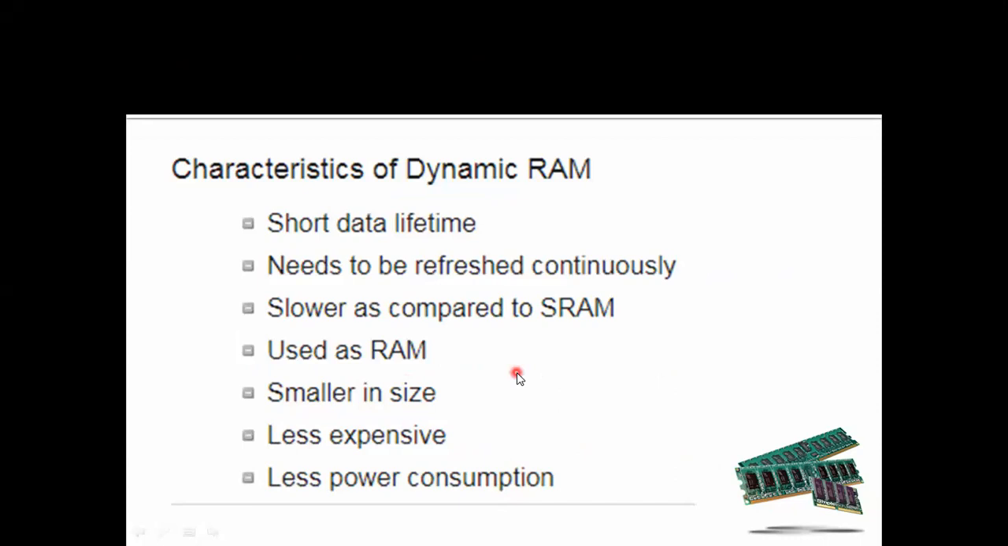See the characteristics of dynamic RAM. It has a short data lifetime. It needs to be refreshed continuously. It is slower as compared to static RAM. This dynamic RAM is slower compared to the static RAM. It is used as main RAM. Smaller in size, less expensive, less power consumption. These are the characteristics of dynamic RAM.